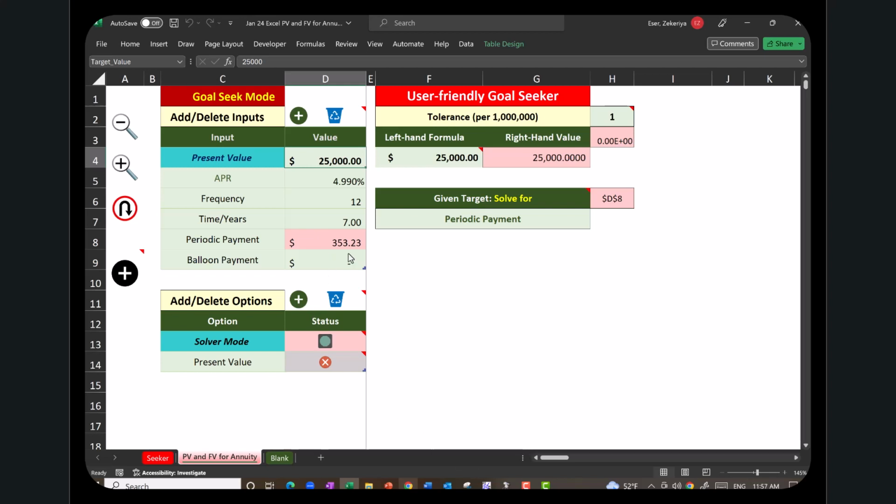Suppose you told the guy that you can afford $500 in payments, okay? And he said, okay, I'm gonna sell you this car, and the car is $25,000. What is the financing rate he's charging?